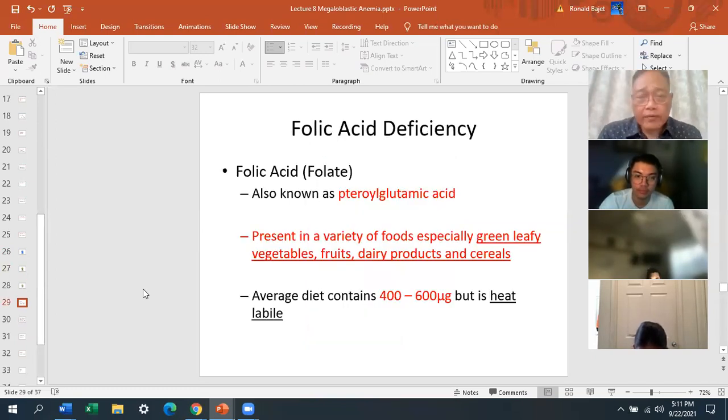Okay, folate or folic acid. Remember, folate is the conjugate base of the acid folic acid. It's also known as pteroyl glutamic acid. Okay, and this is present in leafy green vegetables, fruits, dairy products. See, dairy products, that's also B12, right? Dairy products are a source of B12, and cereals, but mainly green leafy vegetables and fruits.